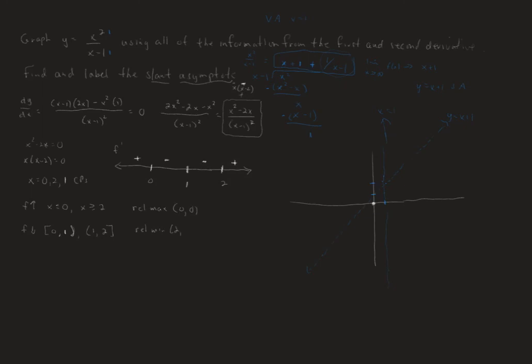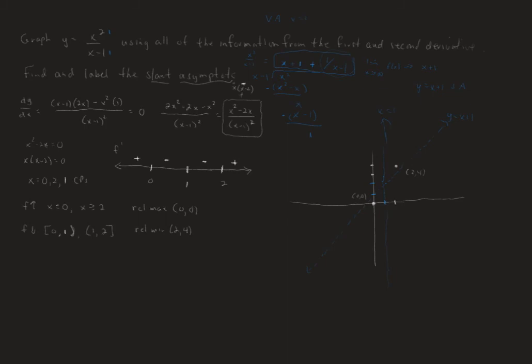When we plug in 2 to the original function, 2 squared is 4, 2 minus 1 is 1, so that's going to be (2, 4). So at (2, 4), we're going to have a relative minimum. And we have a relative maximum at (0, 0). So there's our information from the first derivative.